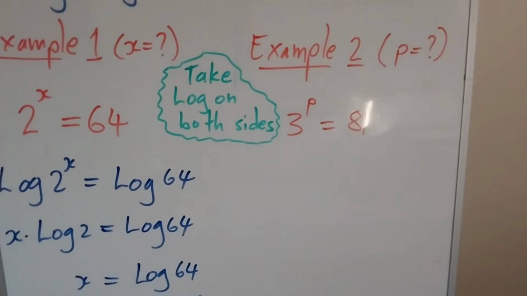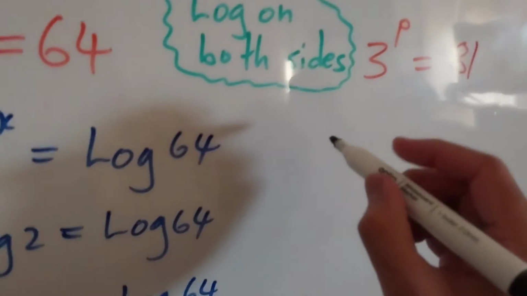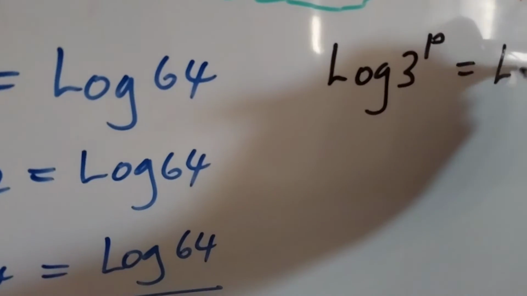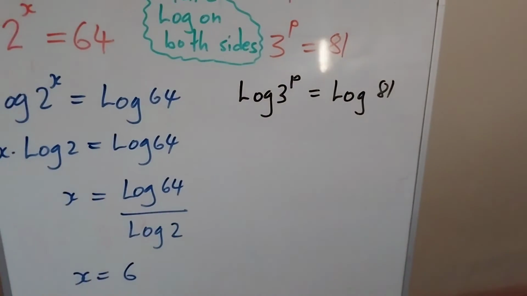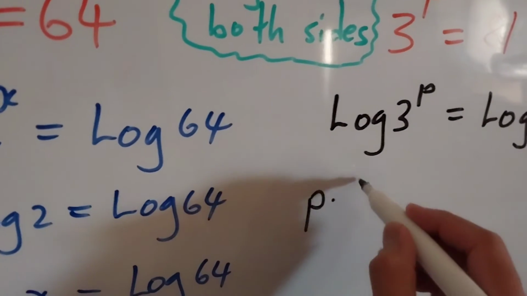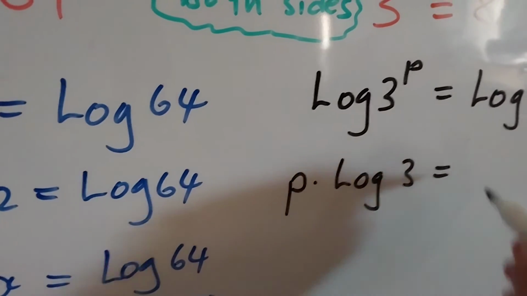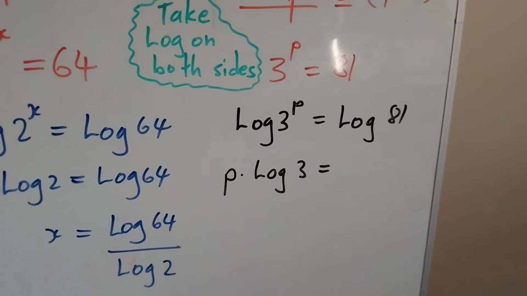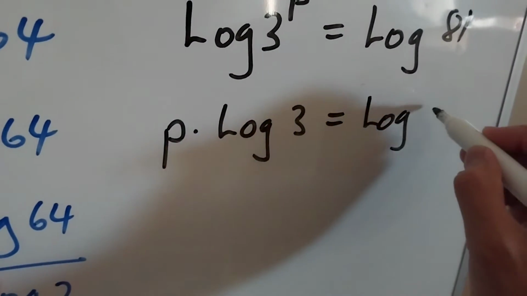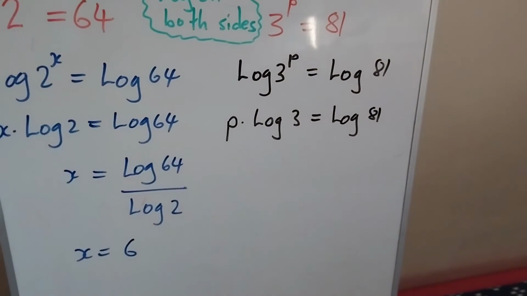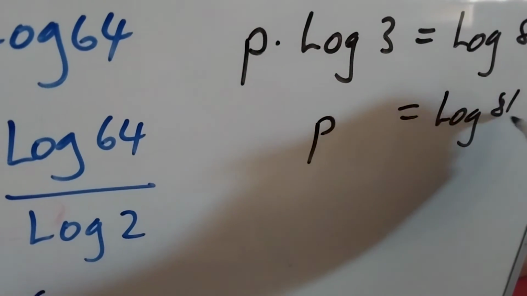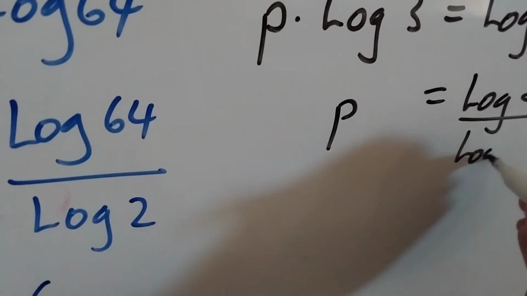Now the next one, 3 raised to the power of p is equal to 81. So take log on both the sides. The logarithm of 3 to the power of p is equal to the logarithm of 81. Log of a number raised to a power is the same as that power multiplied by the log of that number. So log of 3 to the power of p is the same as p times log of 3, and that equals the log of 81. So p would be equal to logarithm of 81 divided by the logarithm of 3.